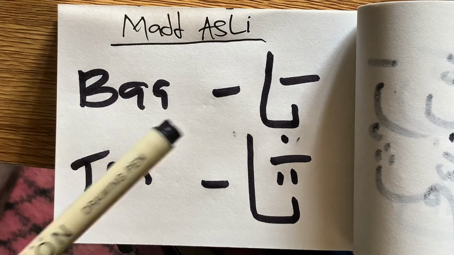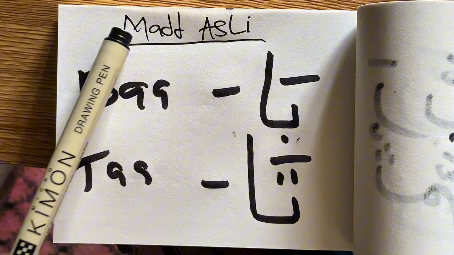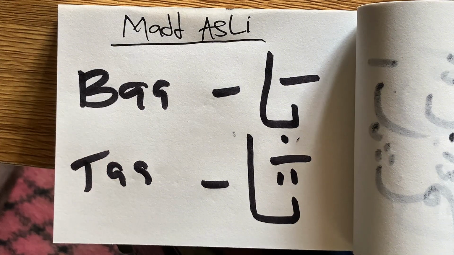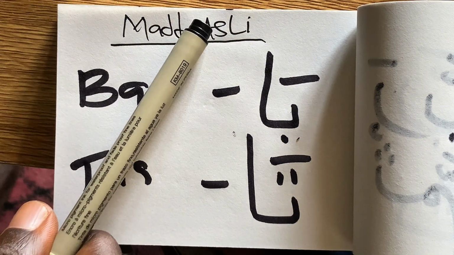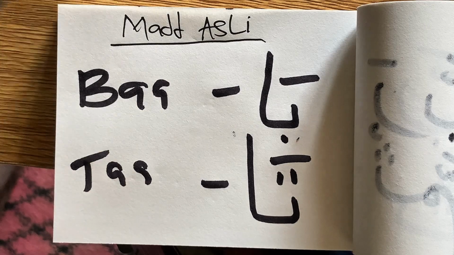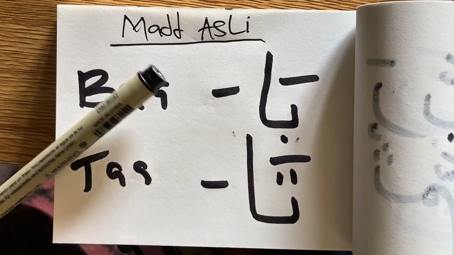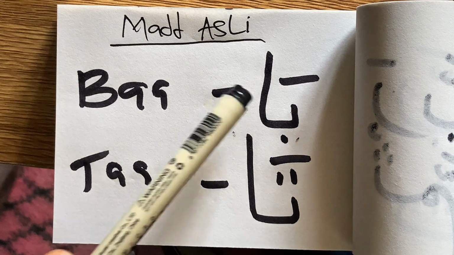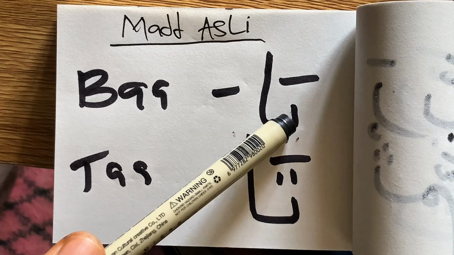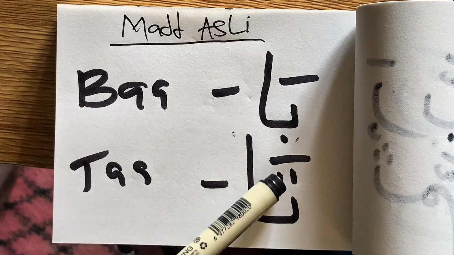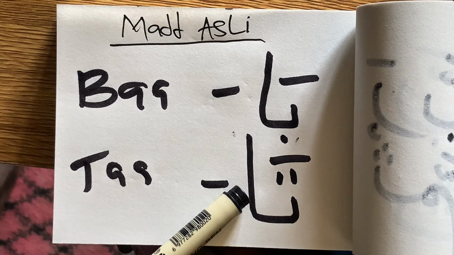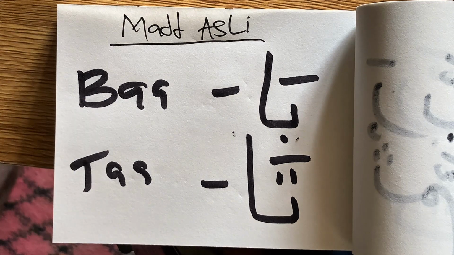Now, next one. This is Madda. Madda Asli, which means natural madda, and some people call it alif saghira. Now, you see, this is the madda here. You can see ba here. There is the madda. Ta here. Madda means stretching the sound. When you call the alphabet, you stretch the sound for 2 to 3 counts.